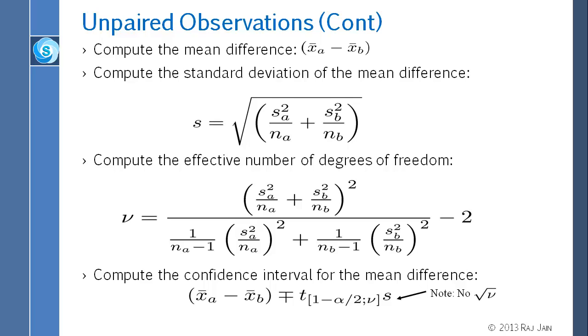But if you were to do it strictly by the books, as they say, you will have to compute the standard deviation, you will have to compute the degrees of freedom, and then use those in the T value. So please make a correction on this slide. N_A minus 1, N_B minus 1.